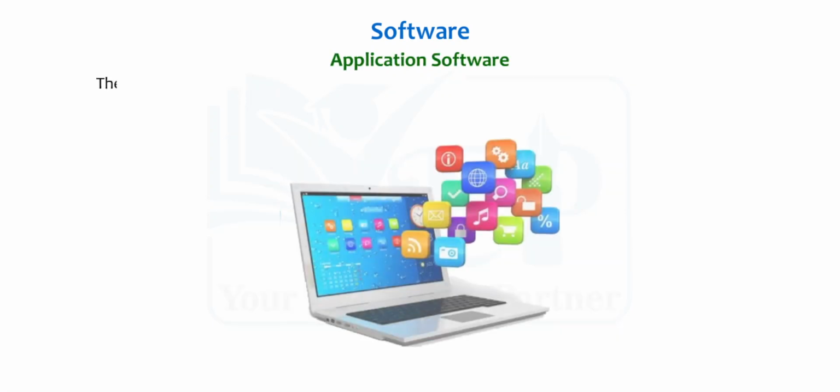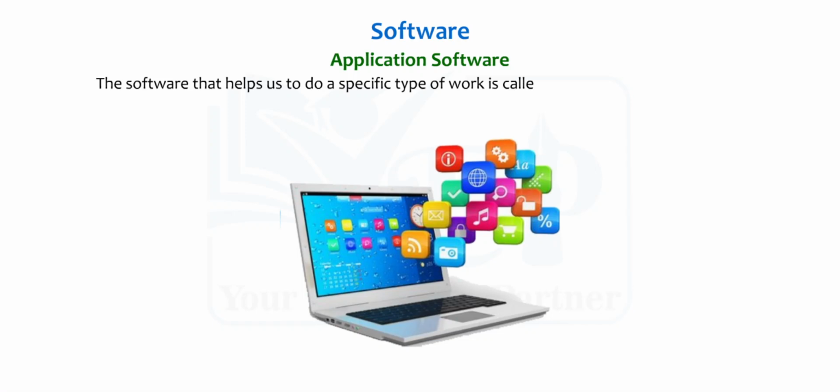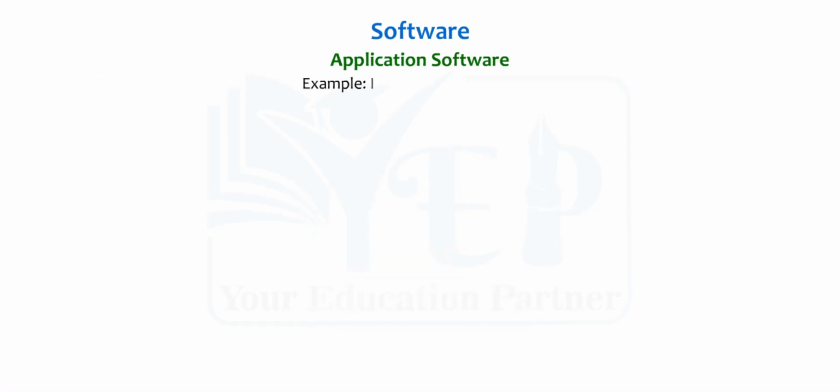Application software. The software that helps us to do a specific type of work is called the application software. Example, Paint, Games, Word, etc.